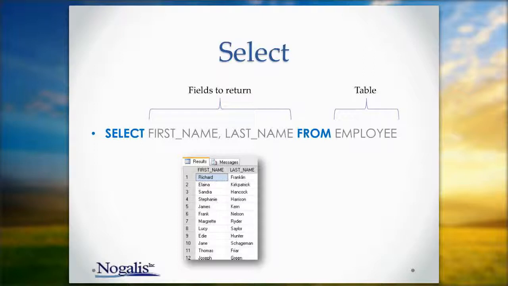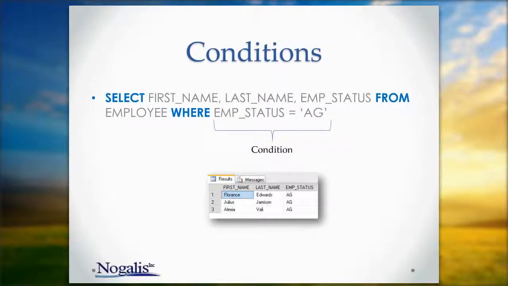Now, you can use your imagination and see how powerful that can be to get that sort of information out of Lawson, because I could have said anything. First name and last name are a very simple example. For example, I could have said I want also the employee status of these employees. And furthermore, I could have given my SQL statement a condition. The condition in this case says, I want employees that have the status of AG.